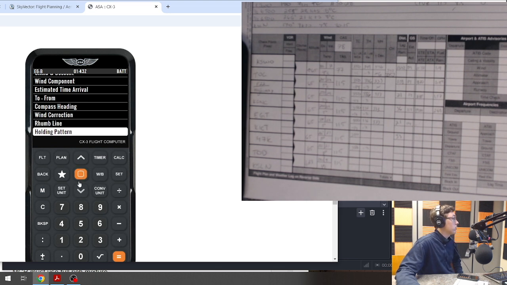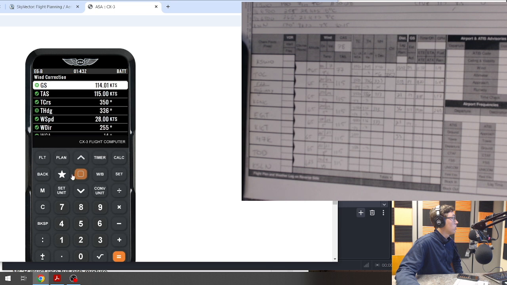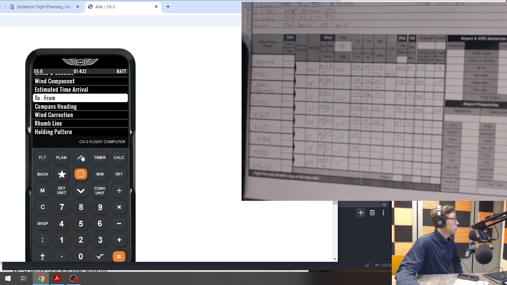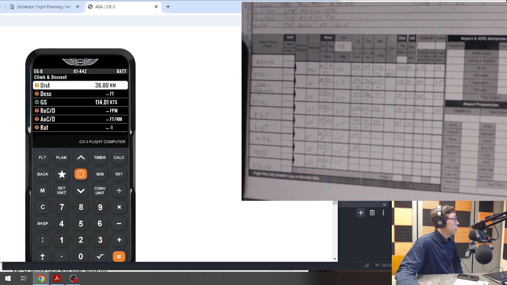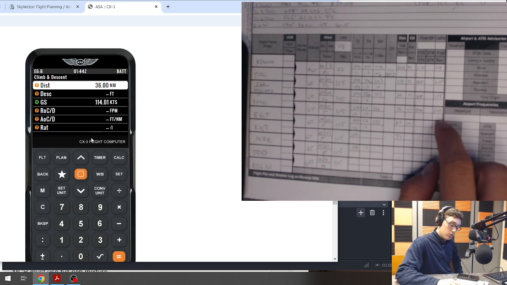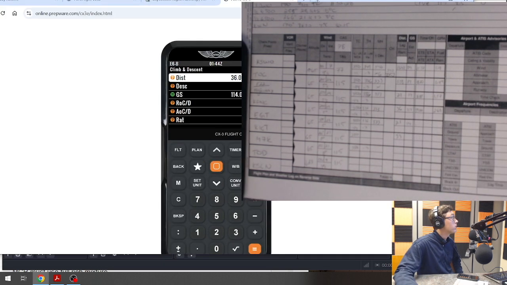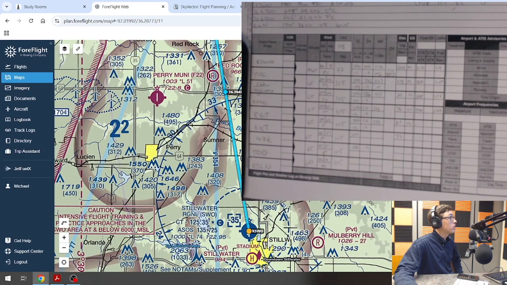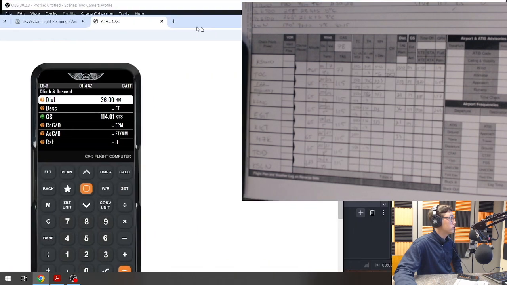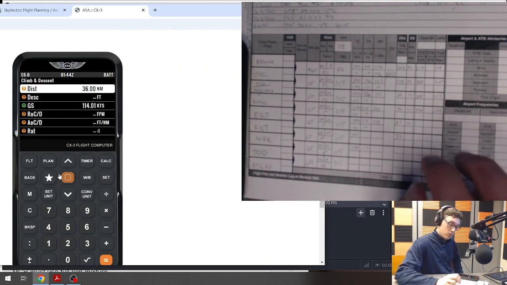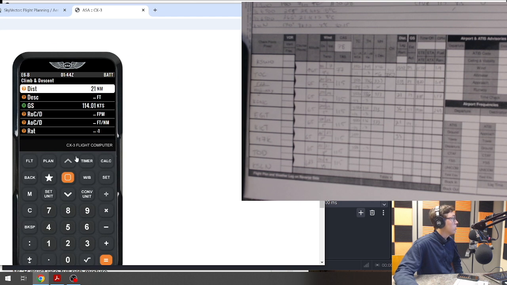So let's see. Wind correction. True speed. True course is going to be the same. Wind speed, wind direction, same for this next one. Go on to climb and descent. Distance, not 36 nautical miles for this one, but 21. Let me verify that real quick with ForeFlight. 14, 21, 36, 21, 33. Awesome. So 21 nautical miles for this next segment. Not climbing or descending anything. So 0.